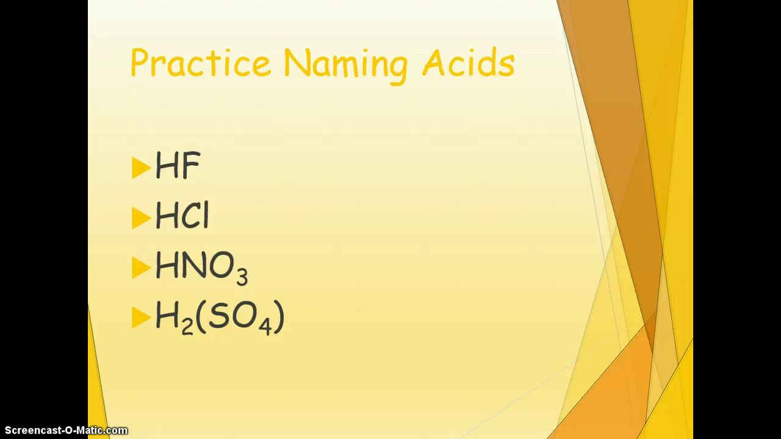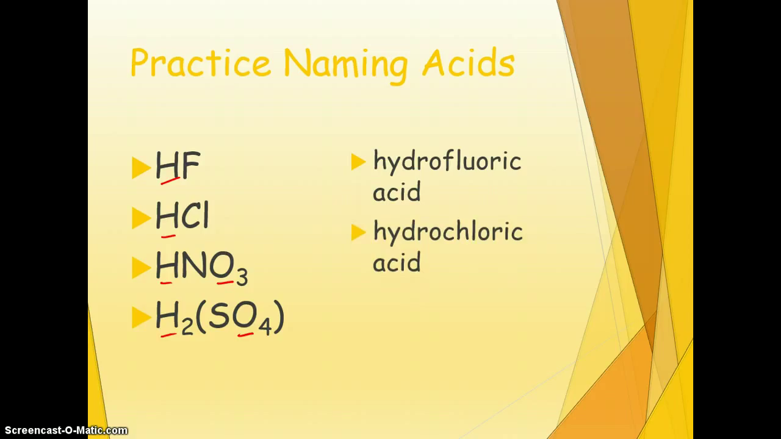And then practicing with naming some acids. I believe I have 4 again. Okay, is the cation H? Yes, in all of these, my cation is hydrogen. Does the anion have oxygen? Well, in 2 of them, yes, I do have oxygen. So we'll start with our first 2. Without oxygen, we're just going to name it hydrofluoric acid or hydrochloric acid.